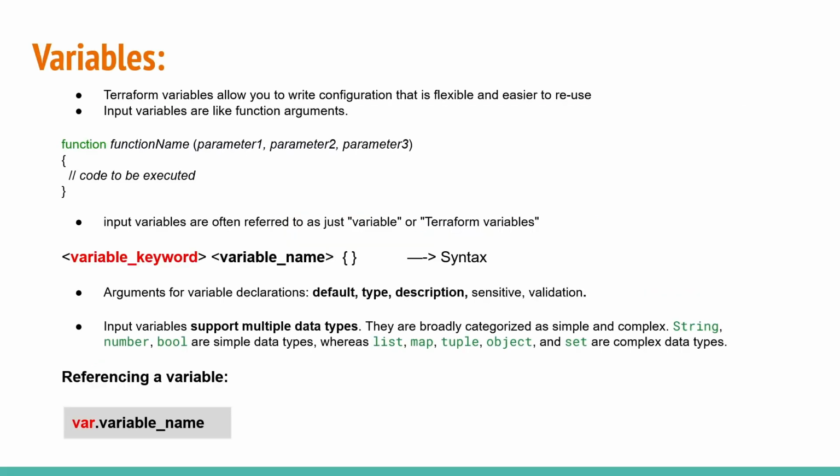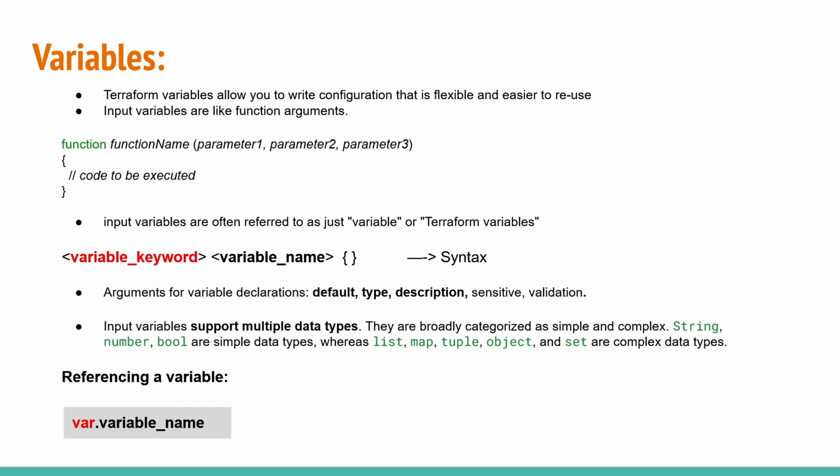So let's get started. What does it mean by variable? Basically, variable is a term mostly introduced in programming languages as well as mathematics. In today's lab, we are going to create an EC2 instance, and we are going to refer to some variables. Variables allow you to write a configuration that is flexible and easy to reuse. These variable terms are similar to a function argument.